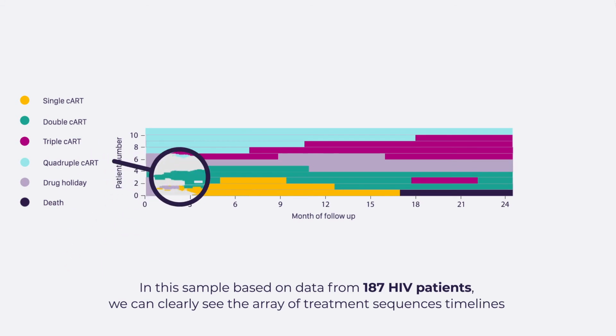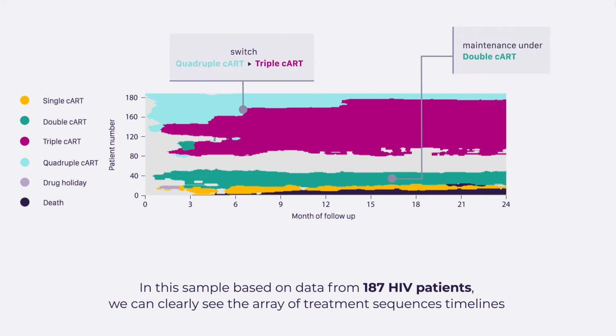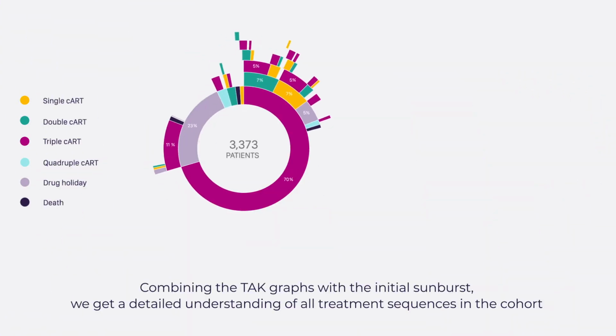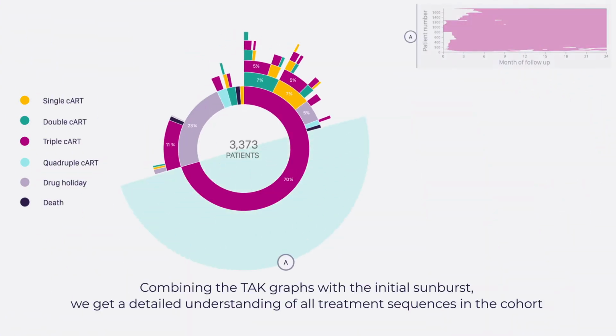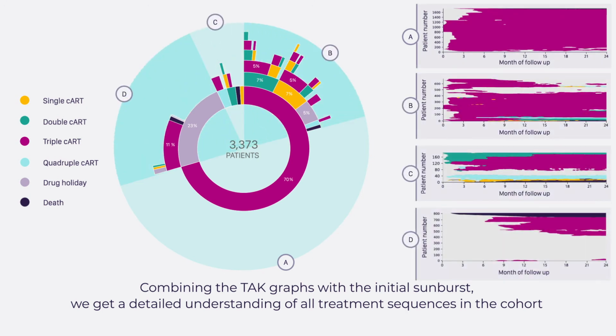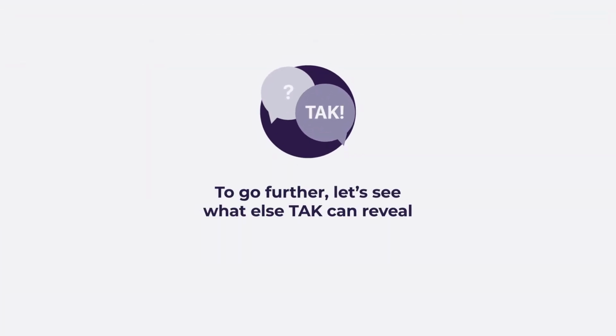In this sample, based on data from 187 HIV patients, we can clearly see the array of treatment sequences timelines. This is how we address medical questions. Combining the TAC graphs with the initial sunburst, we get a detailed understanding of all treatment sequences in the cohort. To go further, let's see what else TAC can reveal.